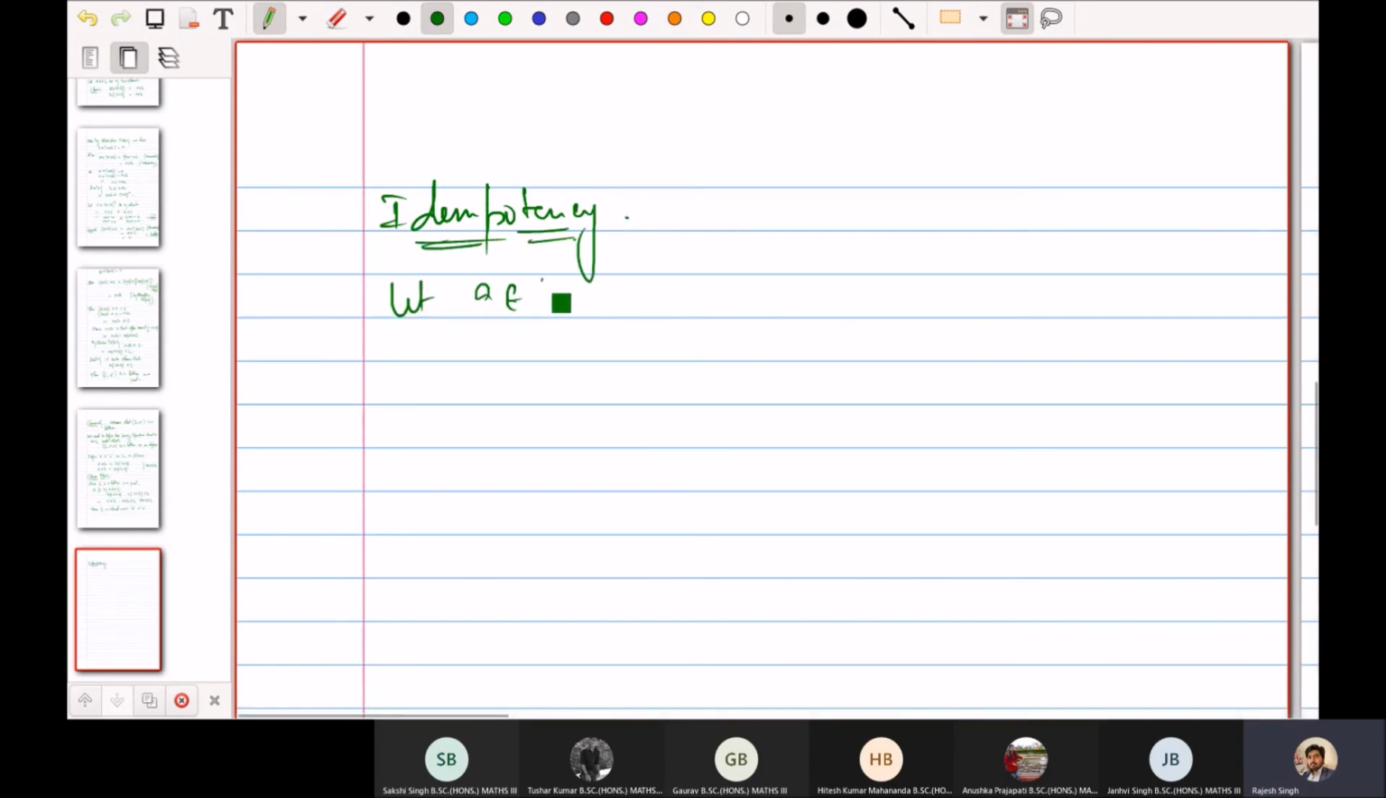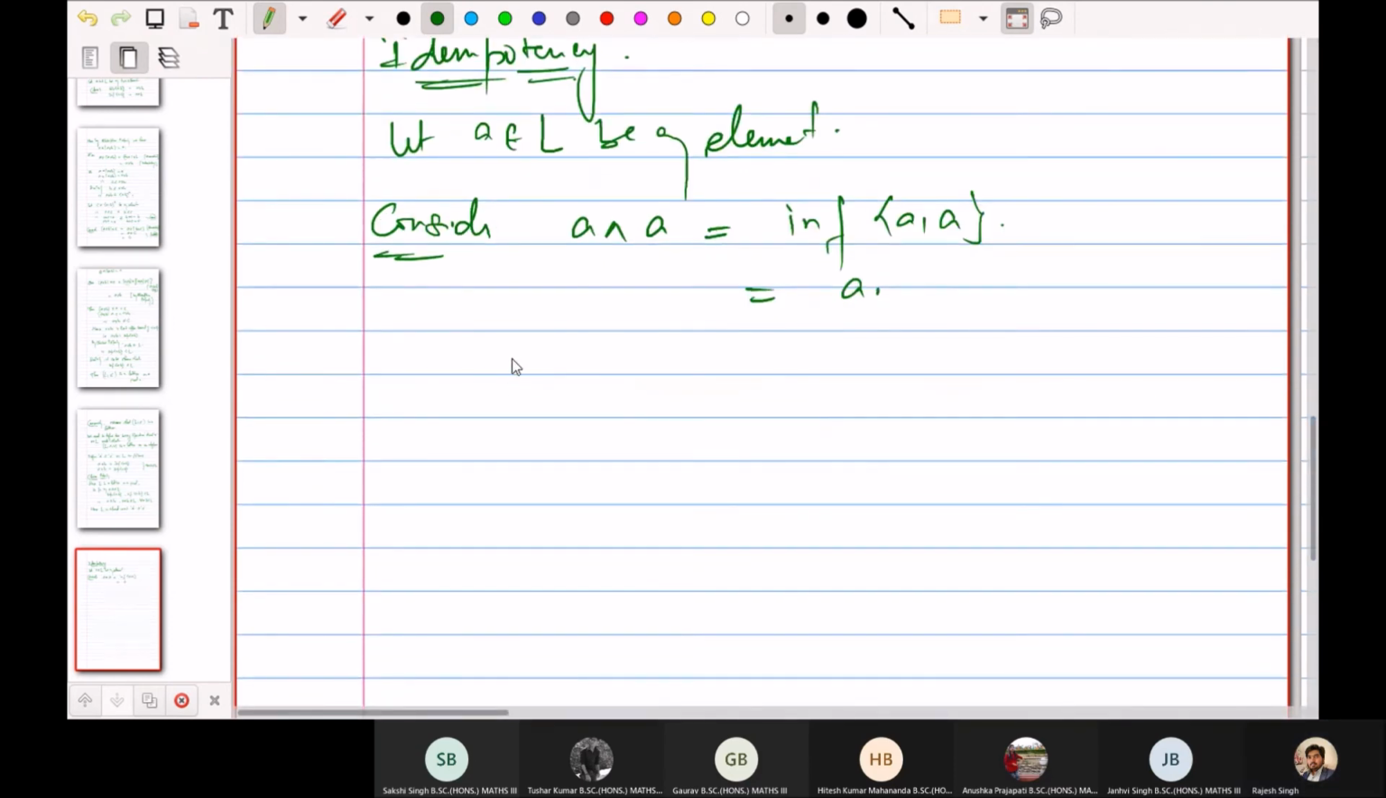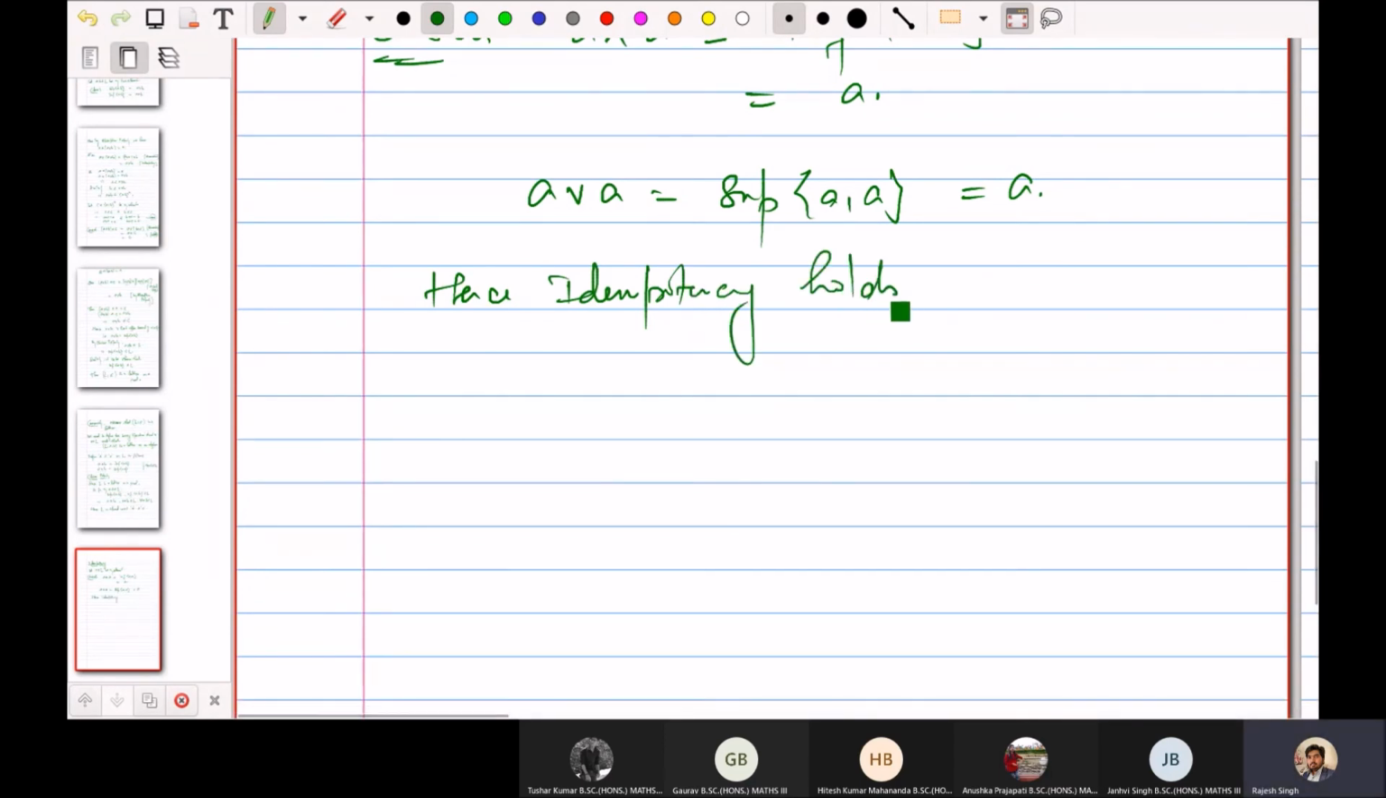So let A belong to L be any element. So consider A cap A. So this is infimum of AA, और infimum of AA क्या होगा? Is A, right? Similarly, A cup A is equal to supremum of AA, which is equal to A. So hence idempotency holds. ठीक है, so idempotency हो गई.